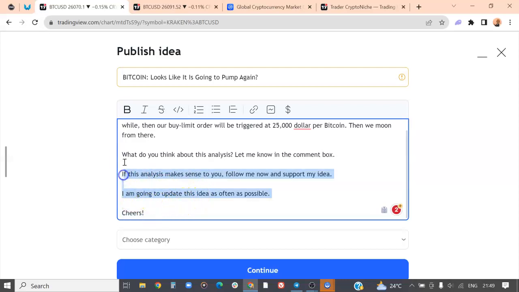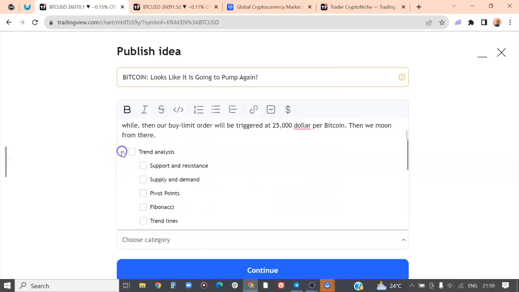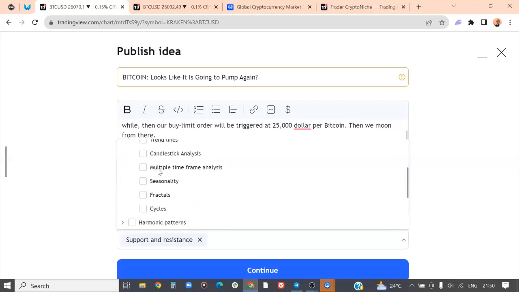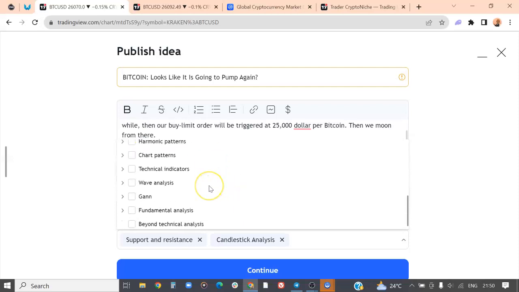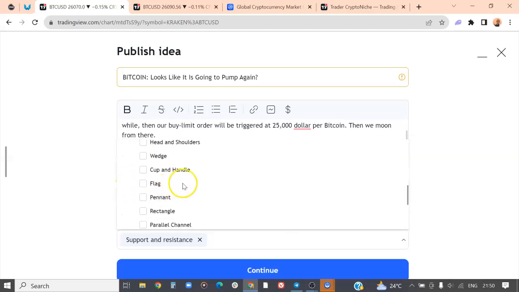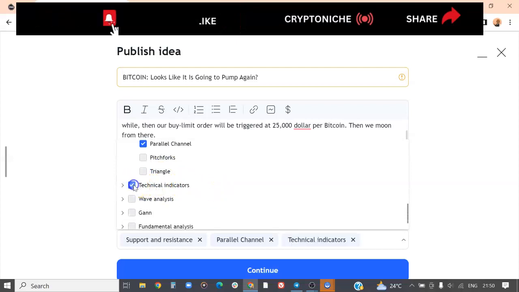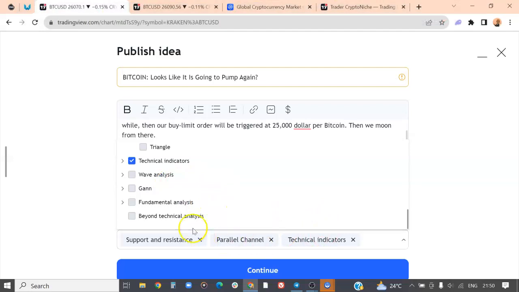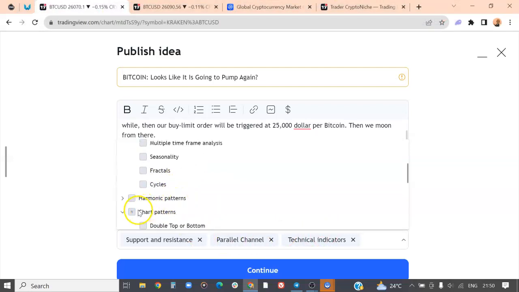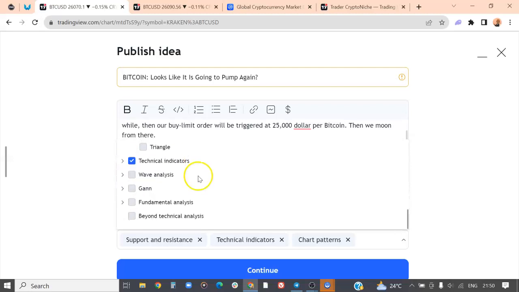So let me copy this first because I'm going to share this on Twitter. Okay, which category? We used trend, support and resistance, candlesticks. No, I think we use chart patterns. Not even wedge, rectangle kind of. It was a channel. Then yeah, we also use this. Let me click on chart patterns in general instead of a specific one.